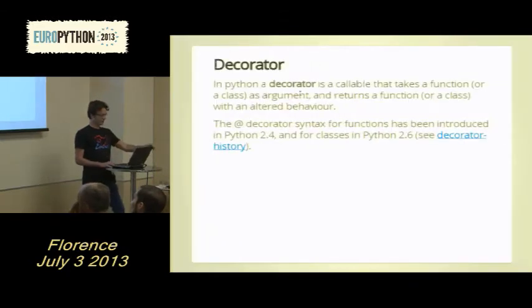Having said that, a decorator in Python is a callable that takes a function or a class as an argument and returns a function or a class with possibly altered behavior. The at syntax was introduced for functions in Python 2.4 and for classes in Python 2.6. But I think the most important thing to understand is that the at is just syntactic sugar for something you could always have done anyway.